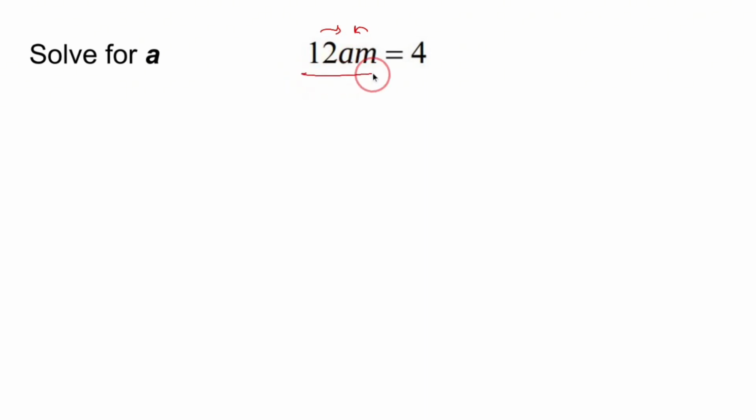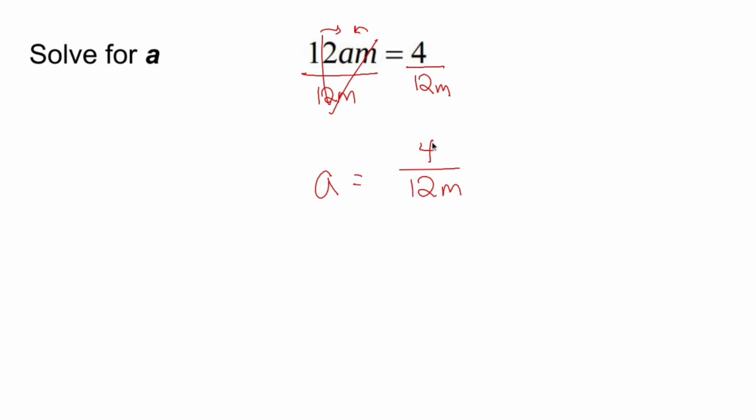So if 12 is being multiplied to A, how do I get rid of 12? Divide by 12. If M is being multiplied to A, how do I get rid of M? Divide by M. If I'm going to do that to the left, I'm going to do the same to the right. So 12M is being divided on the left. The 12s cross out, the M's cross out, and the A drops down. Now on the right side, I have 4 over 12M.